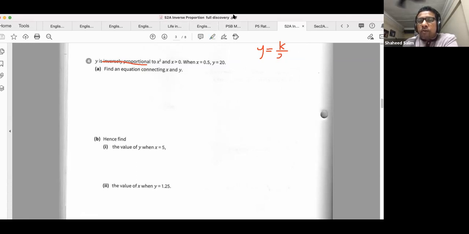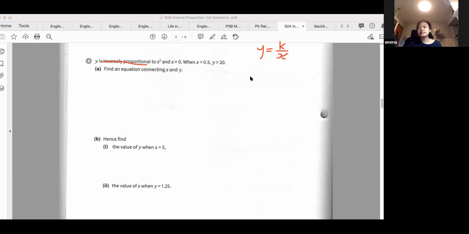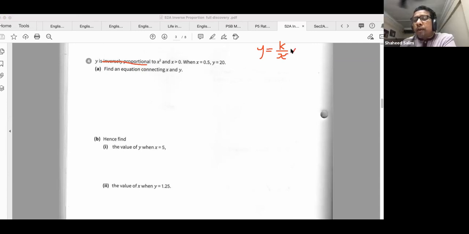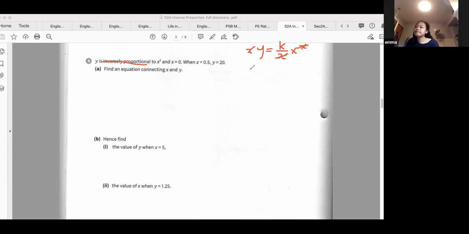How to find what's k? Sorry, let me just get rid of this. Hold on. So how to find out? Because it's inverse proportion, this is the formula, so you times by x to get rid of the x. You must also times by x here. So for inverse proportion, this is the formula to use to find k. Okay?